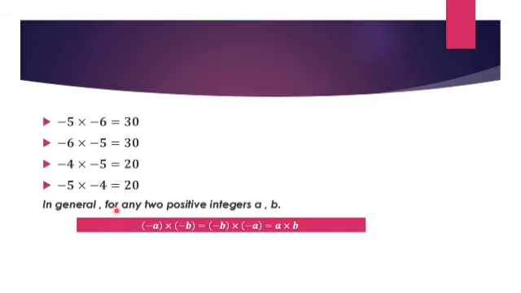In general, consider any two positive integers a and b. Minus a into minus b, it means minus 5 into minus 6, or minus b into minus a, minus 6 into minus 5. In reverse order, we get the same answer. Minus 5 into minus 6 is 30. Minus 6 into minus 5, it becomes 30. We simply multiply as whole numbers and put a positive sign. In the case where both integers are negative, we put a positive sign.